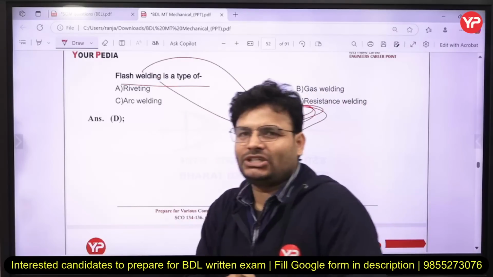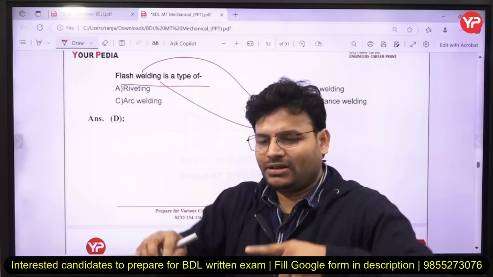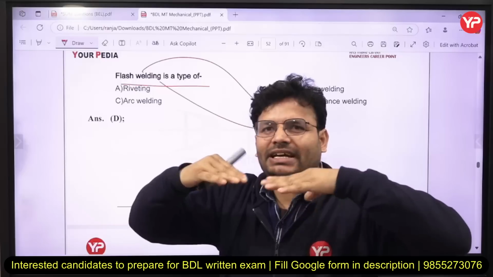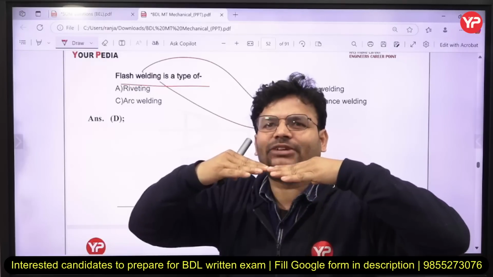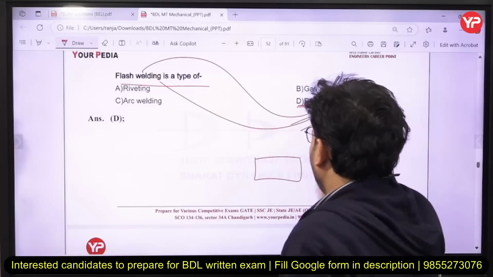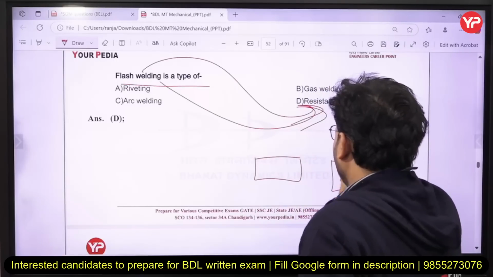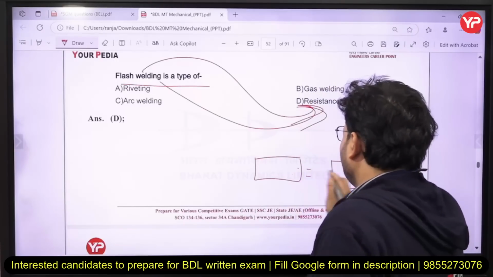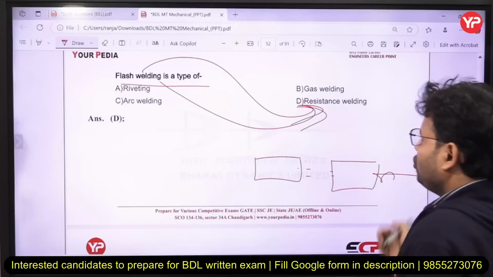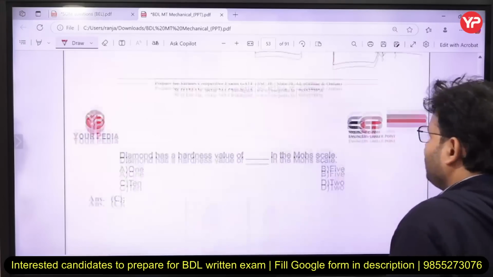Flash resistance welding is used when there is a butt joint configuration. That means two objects connected end by end. Then this is called what? Flash welding. One piece is here, another is here, and after resistance heating you apply the pressure, then they are connected. So that is known as flash welding, a type of resistance welding.